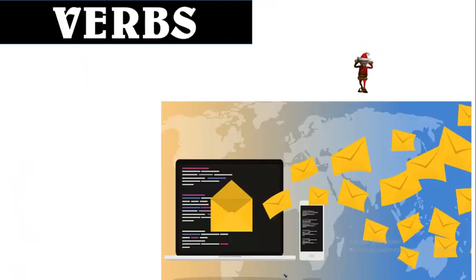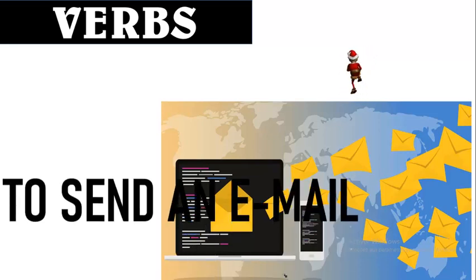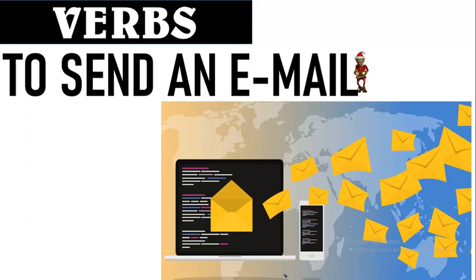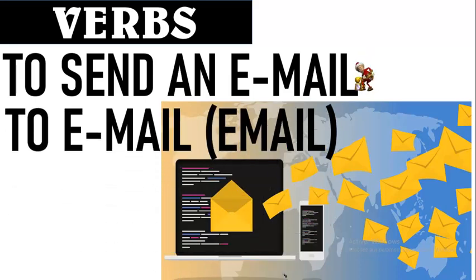Now, what are the verbs related to email? The first verb is to send an email. So the action is sending an email, or to email, written this way and this way also, in one word, to email.